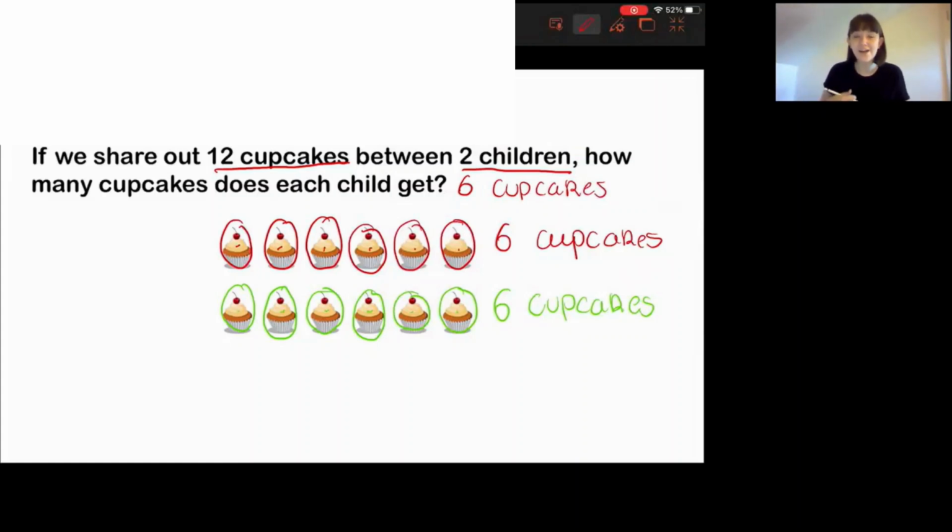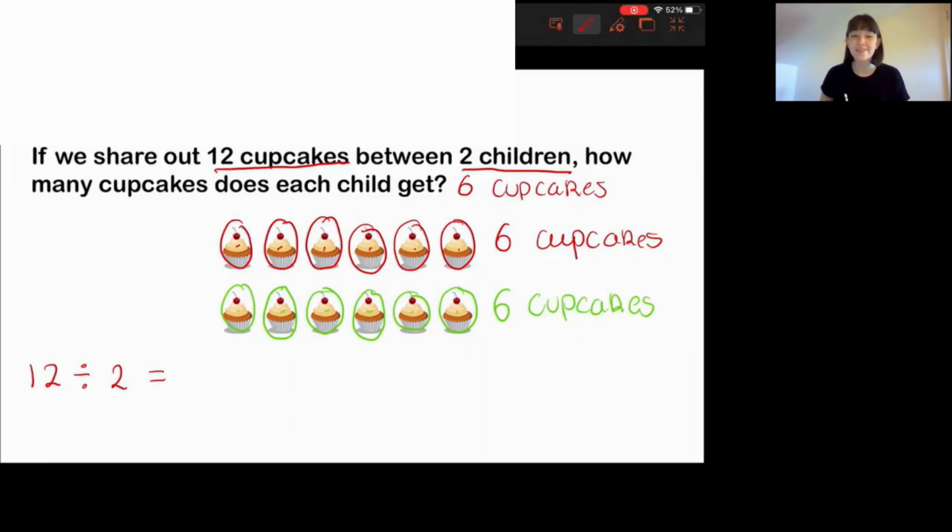Now there's actually another way we can think about this if we know how to form our division sums. So we could also think about this as a division sum. And with our division sums, we always start with our total number. So my total number of cupcakes is 12. I have 12 cupcakes and I'm dividing them or sharing them between 2 groups. 2 children means 2 groups. And we want to know how many that equals. 12 divided by 2.